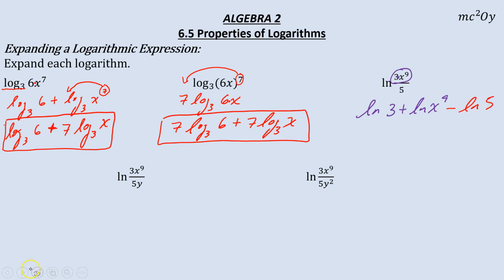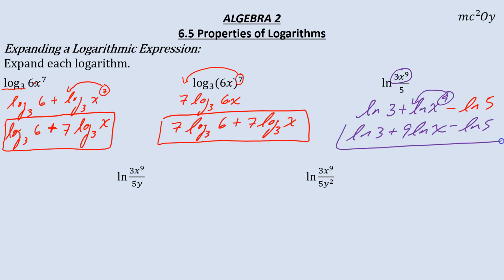Okay? And then we'd want to apply the power property. So we'll bring this 9 out in front. So we get the natural log of 3 plus 9 natural log of x, minus natural log of 5.